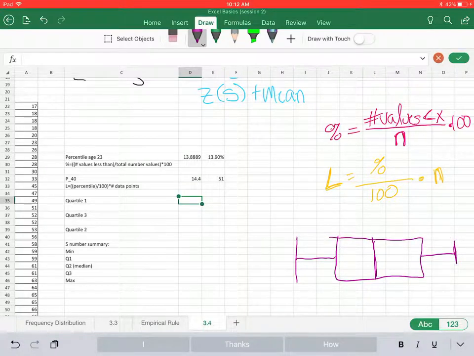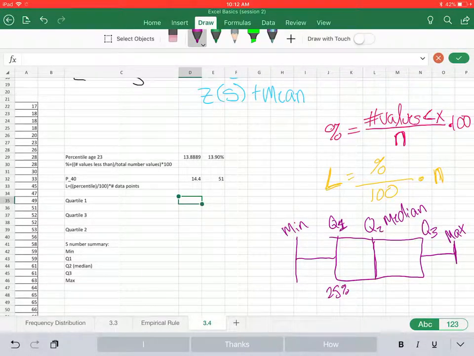And that can be the median. So this one is quartile 2. It's also the median. This is quartile 3, quartile 4, minimum, and maximum. Quartile 1, not 4. So quartile 1 is 25%, quartile 2 is 50%, and quartile 3 is 75%.